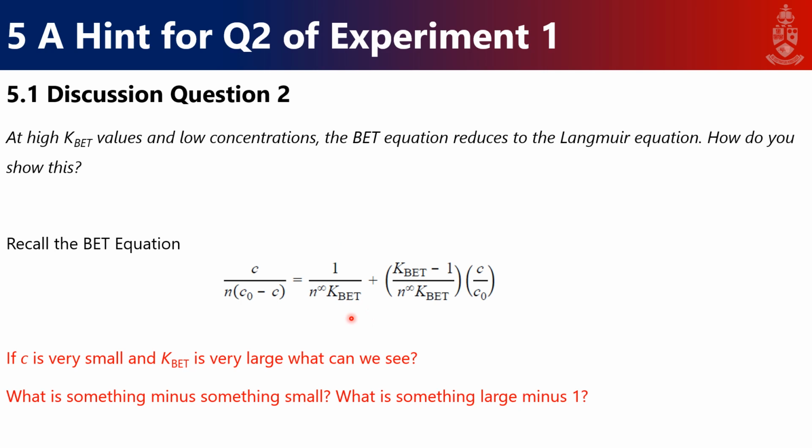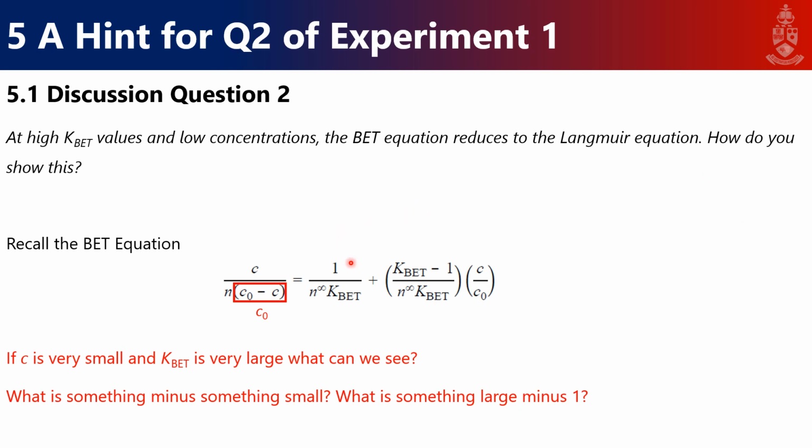So let's first look at if C is very small. That is what low concentrations means. C is very small. The only place where there's a linear operation is there: C naught minus C. So let's say you have something very big, C naught is 1,000, and you have something very small, 0.1. You say 1,000 minus 0.1. What's the answer? 999.9, right? Which is pretty much 1,000. In other words, C naught minus C is approximately C naught.